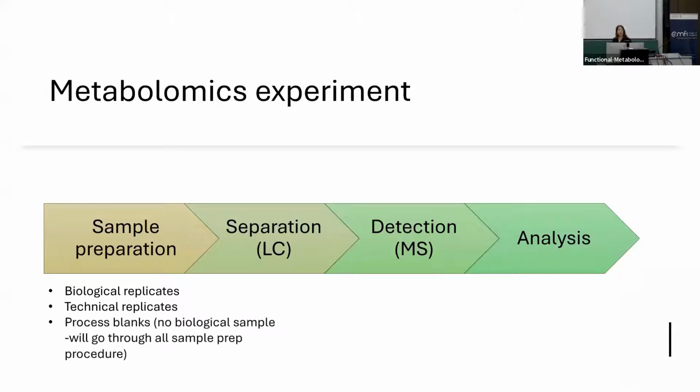Then we have process blanks, which are samples that have no biological replicate and that will go through all the sample prep procedures. So then you can remove all the background, let's say, of your media or of any solvents that you will be using that might have carryover or some noise.